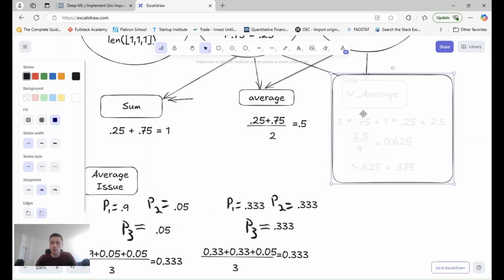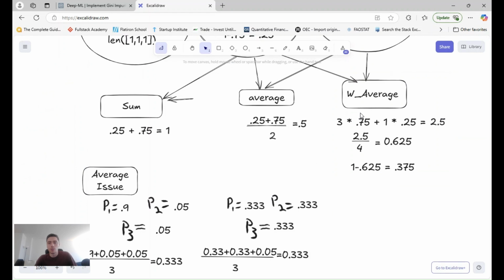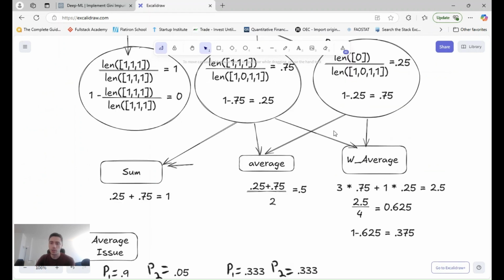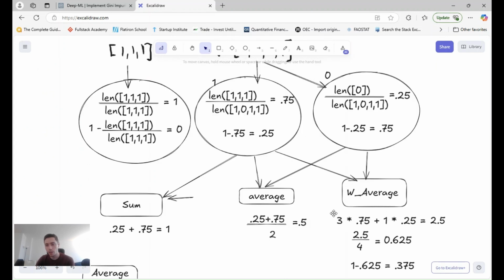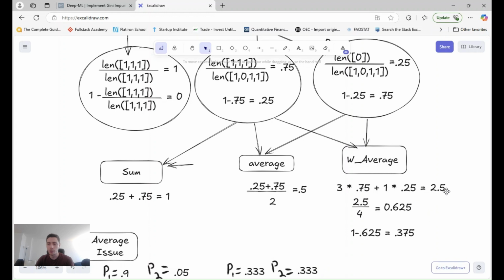Let's try weighted averages. A weighted average is basically the sum of how many red apples there are, or how many ones there are. So 1 times 0.75, plus 1 times the probability of seeing that, which is 0.25, and that would be 2.5. Then we have to normalize this value, because if we don't normalize it, it'll be very difficult to use in any general use case.